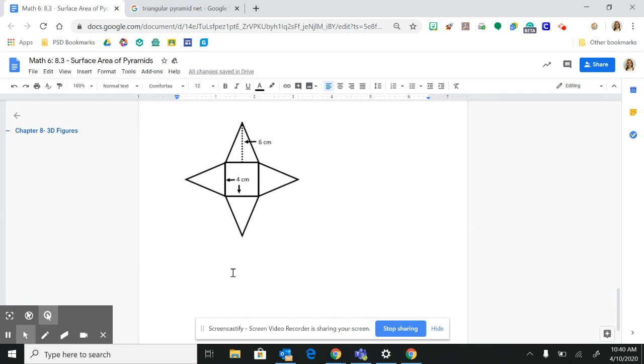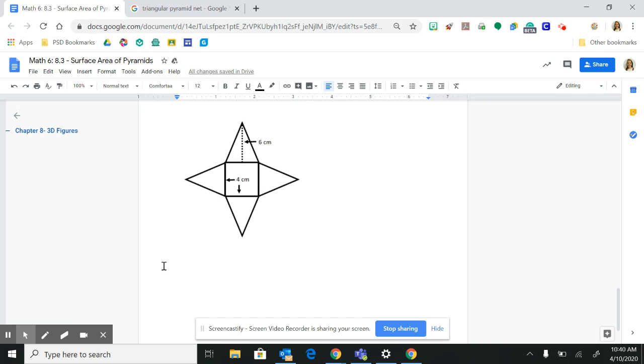Okay, so now we're going to look at another triangular pyramid. And what I want you to do now is I would like... Sorry, I got cut off there. This is not a triangular pyramid. This is a rectangular pyramid. But we're going to look at this rectangular pyramid.